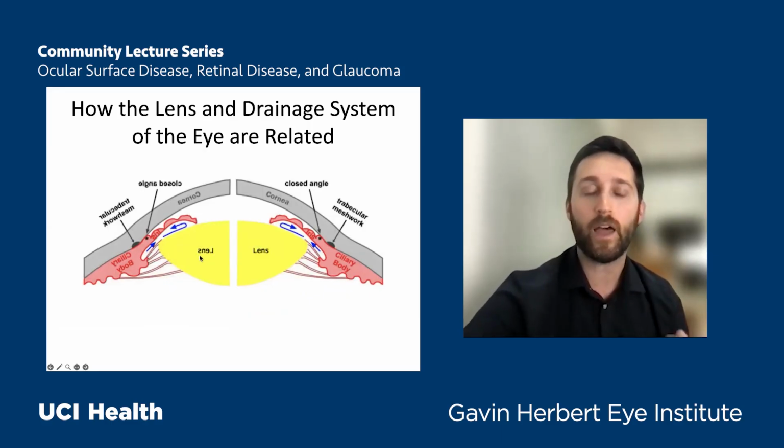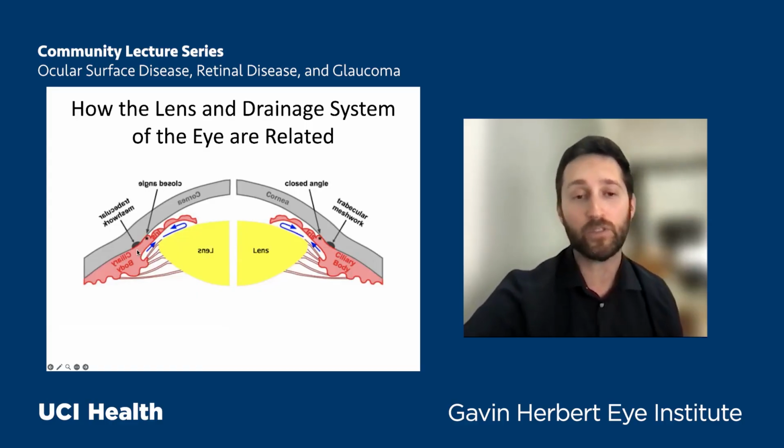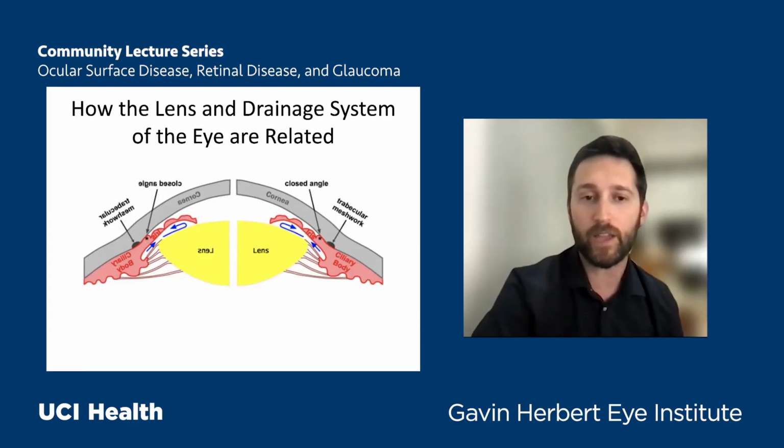So this picture is showing a lens that's moved forward. And because it's in such close proximity to the iris, if the lens moves forward, the iris will bow forward. And this structure, which was once open, is now closed. And we call that closed angle glaucoma. There's a whole group of glaucomas that are caused by closed angles.